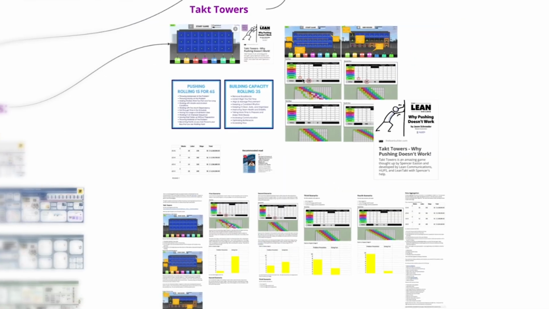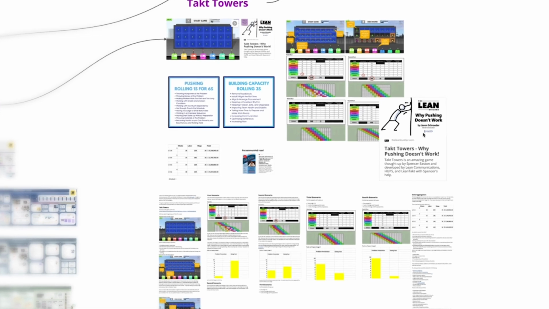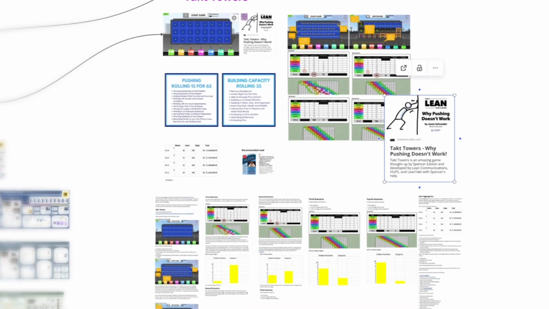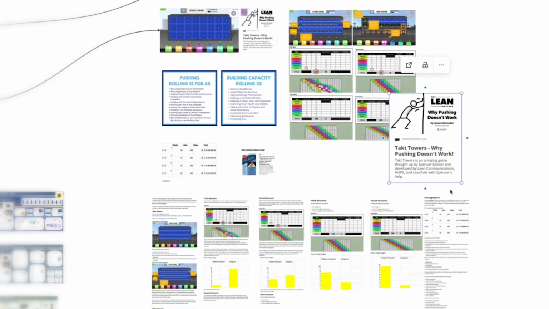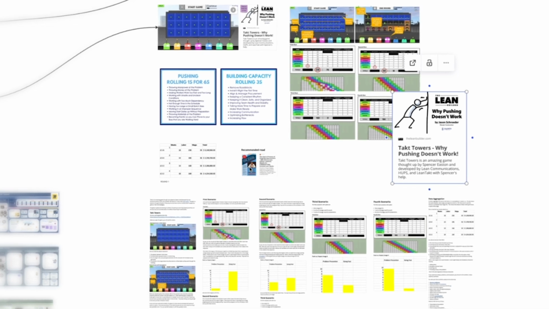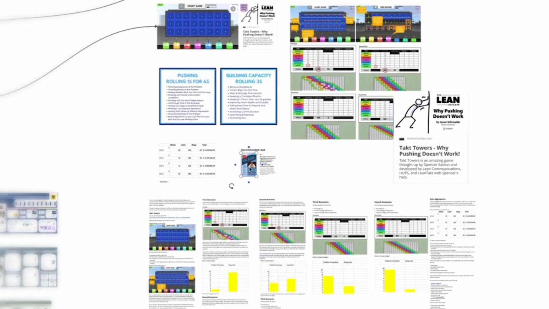We've included this in here with pictures of everything, the actual link to the blog post right here, and the data aggregation if you ever want to play this game with your people on site, and some recommended reading.